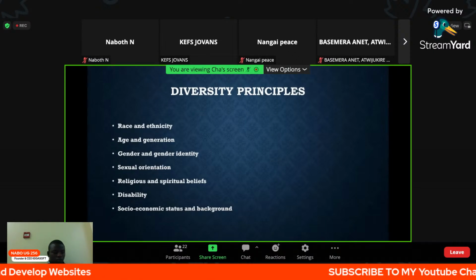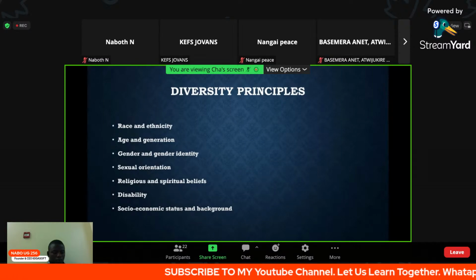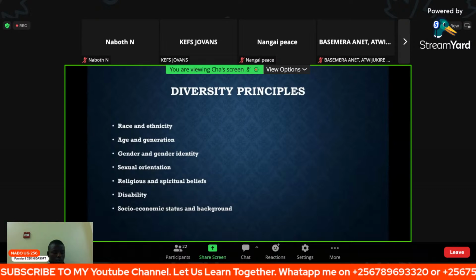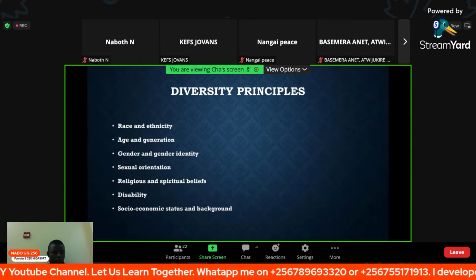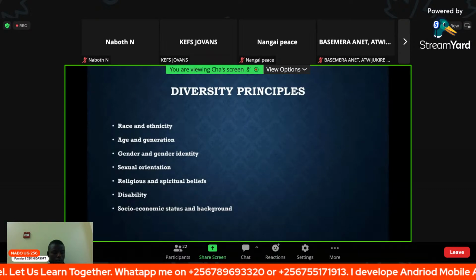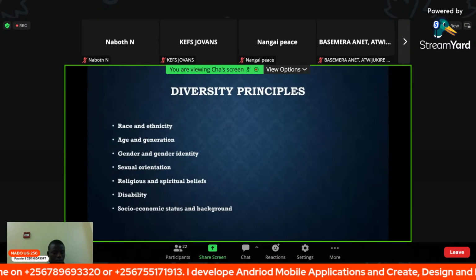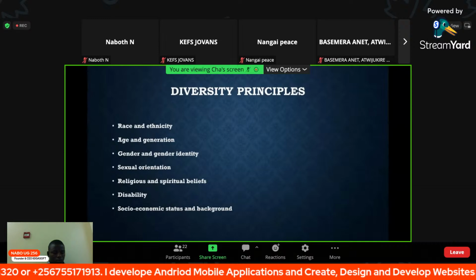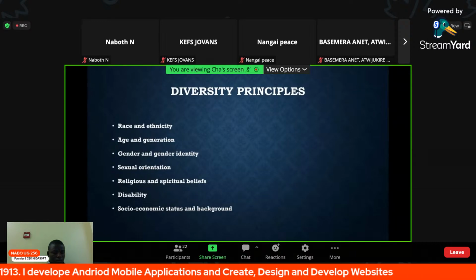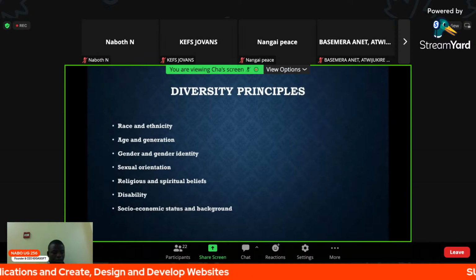The last of the diversity principles is socio-economic status and backgrounds. All employees, from the top level managers to the lowest level employees, even shareholders, have different backgrounds in various factors like education, social status, race, etc. The corporate governance framework should ensure no employee is judged for their social status and must hire people from all backgrounds.